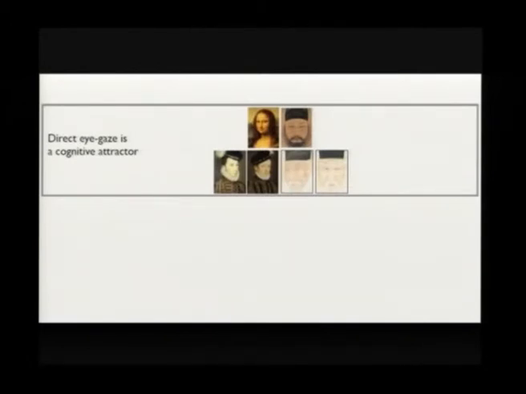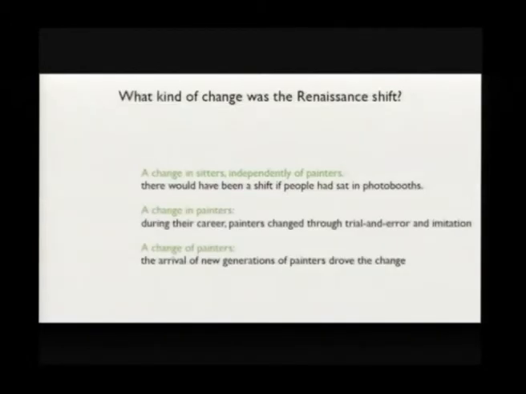So that was my first point: direct eye gaze is a cognitive attractor. And now I would like to delve more into the mechanisms. What happened? Why this shift? What kind of change was the Renaissance shift? And we basically distinguish three options.